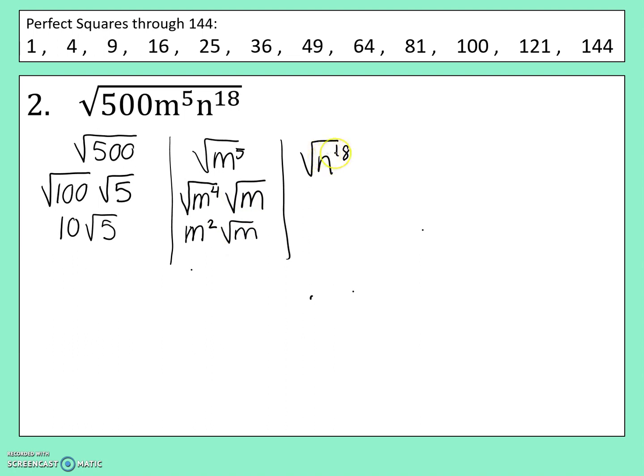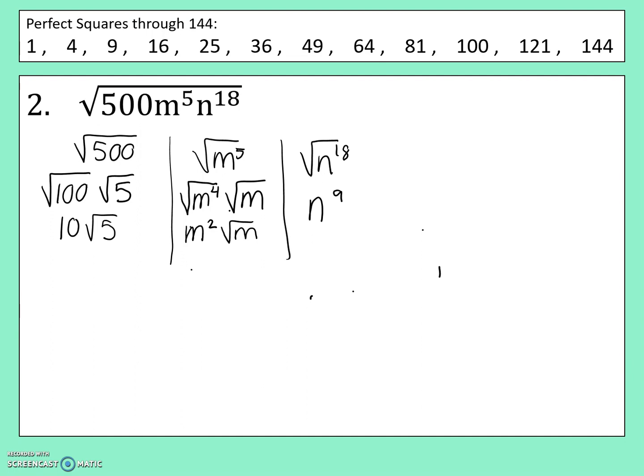With the n to the 18th, 18 is an even number, so therefore n to the 18th is a perfect square. I like these because they're super easy to simplify. Square root of n to the 18th is just n to the 9th. Okay, so we've done all these things separately. Now at the end for our final answer, we just put them together.